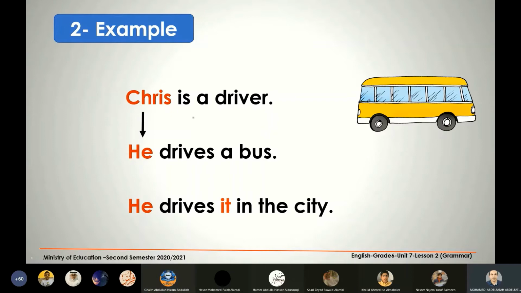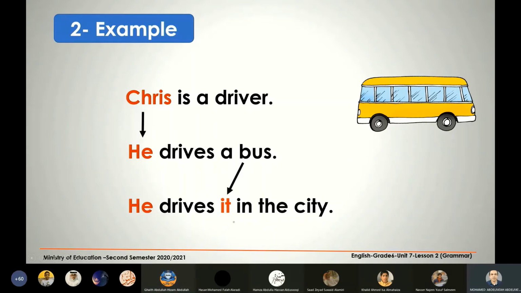So, look here, Chris is the subject. We use the pronoun الضمير. He drives a bus. Also, you can replace the bus. Why? Because bus is a noun, and the pronouns replace the nouns. You can say he drives it. It what? It means the bus. He drives it in the city.